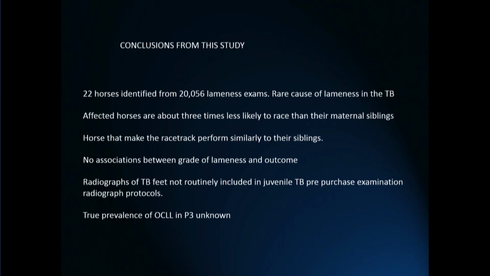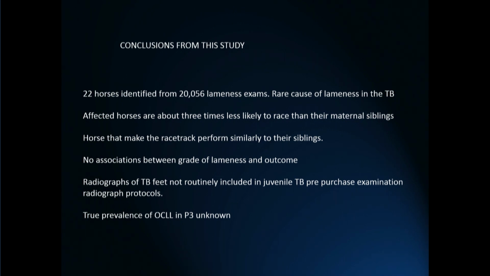So what can we conclude from this small study? Primarily, I think the first point is that osteocyst-like lesions causing lameness in the thoroughbred are a very rare cause of lameness. From roughly 20,000 exams, we have 22 horses that we could find over a 10-year period that fitted into this study. Affected horses are about 3 times less likely to race than their maternal siblings.